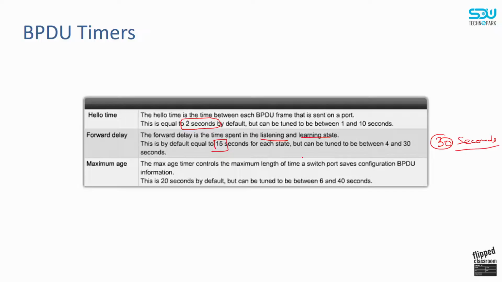And the maximum age. The max age timer controls the maximum length of time a switch port saves the configuration of the BPDU information. By default, it is 20 seconds, but it can be tuned from 6 to 40 seconds.